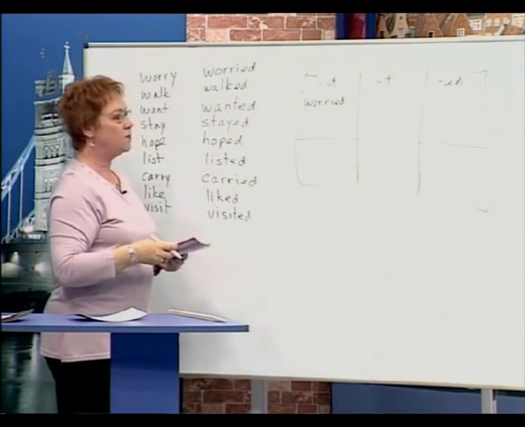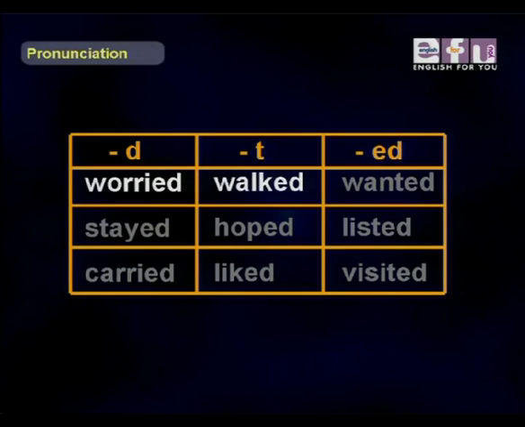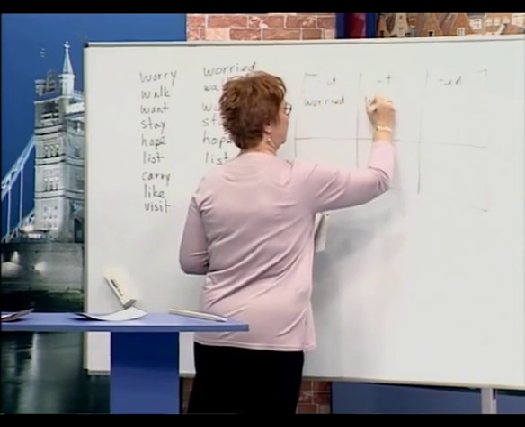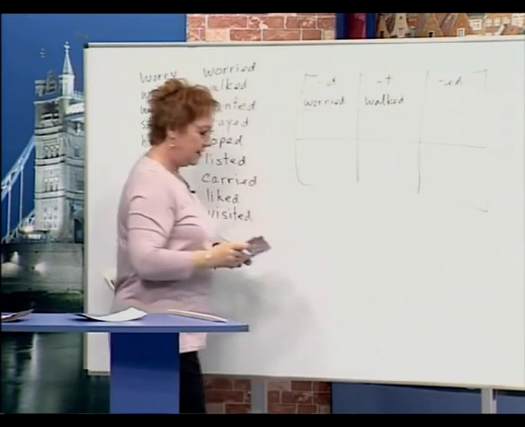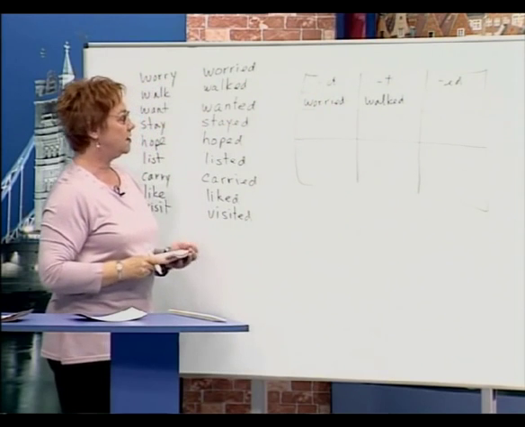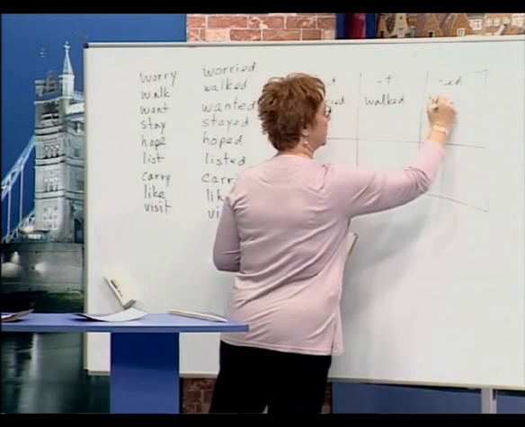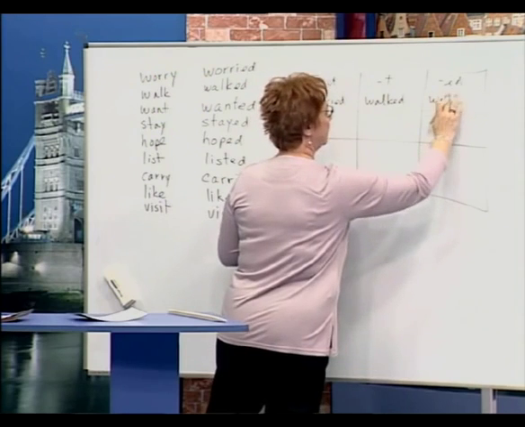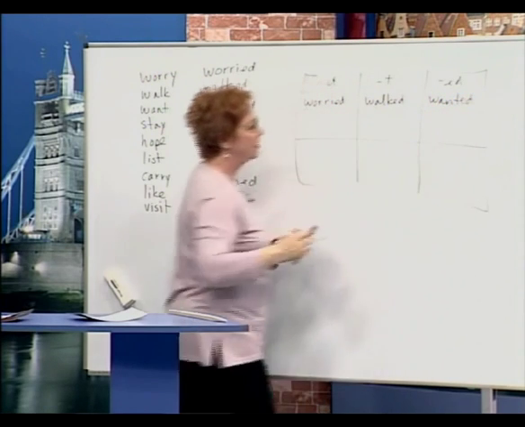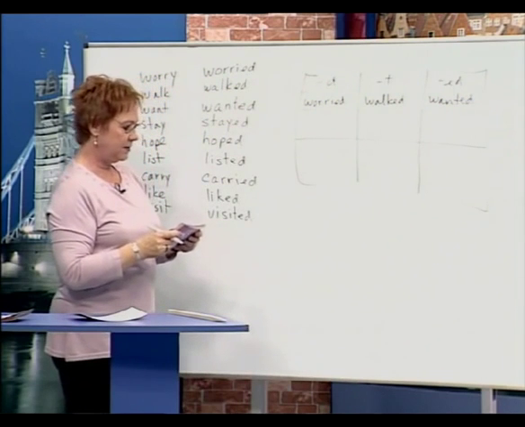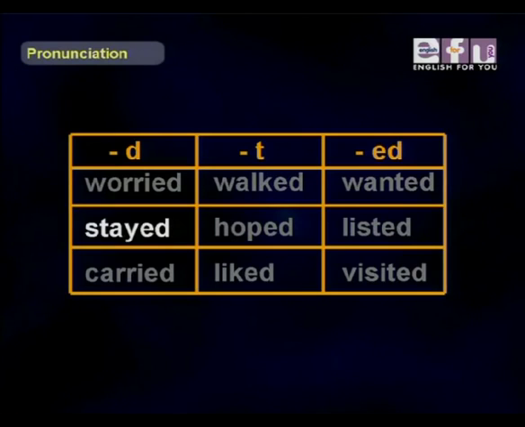And Ali, where does walked go? Walk has a T ending. It goes under T. Okay, T. Walked. All right. Isabel, where does wanted go? Wanted has an ED ending. It goes under ED. Okay, wanted. Okay? All right. Ali, where does stayed go? Stayed. It has a D ending. It goes under the D. Yes, stayed.